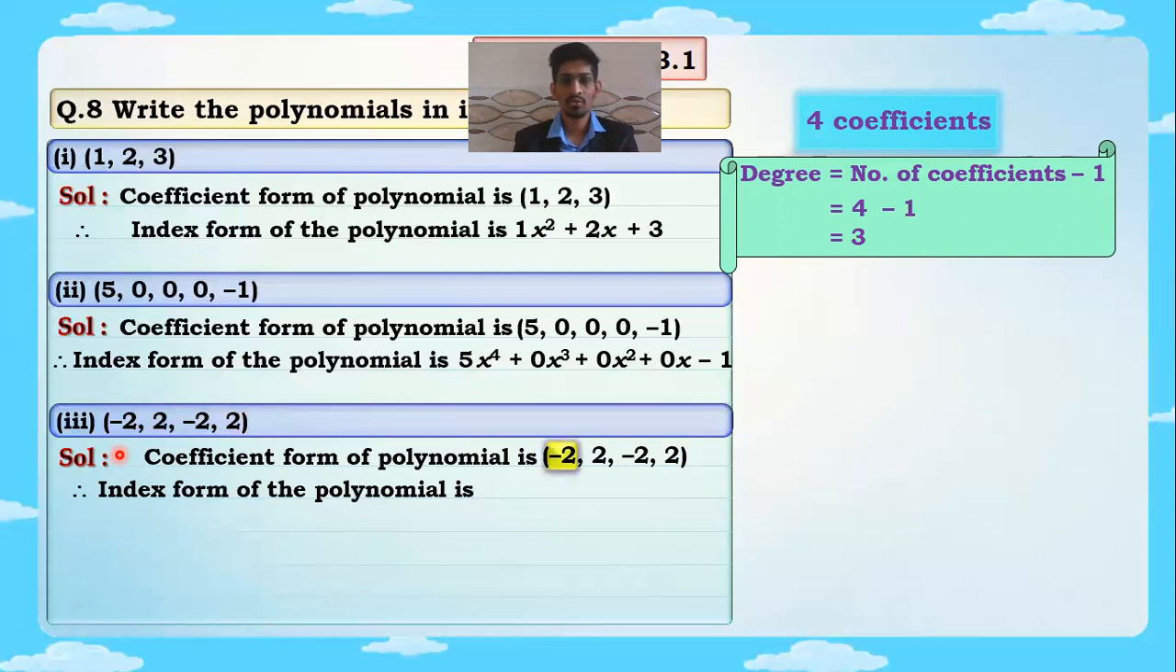So let's write down the index form of the given polynomial. We have -2 x raised to the highest power, which should be the degree. How much should we write? 3. Then the next coefficient is 2, so let's write plus 2 x raised to 2. Then -2 x, and the constant term, that is plus 2. So this is how we are going to convert the coefficient form into index form. I want you all to write down this in your notebook, students. Only answers.